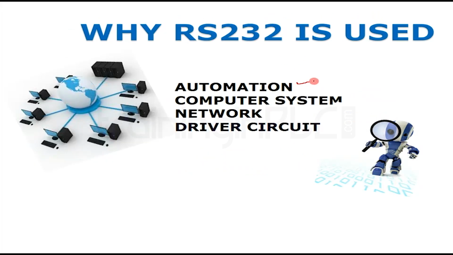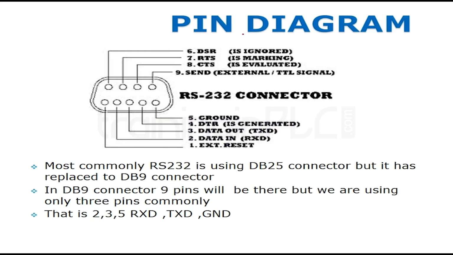RS-232 is used in automation systems, computer systems, network systems and also in driver circuits. If you see the pin diagram of RS-232, it is a 9-pin configuration, and in this 9-pin configuration only 3 pins are commonly used, that is 2, 3 and 5. 2 for receiving the data, 3 for transmitting the data and 5 for the ground.